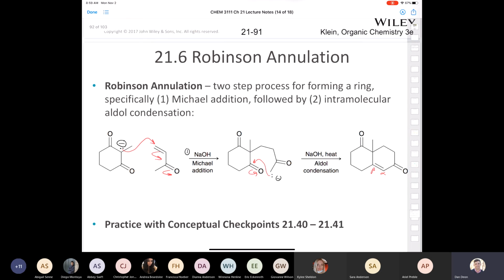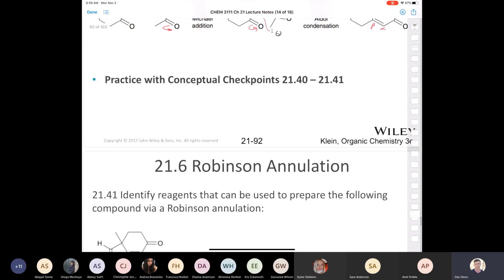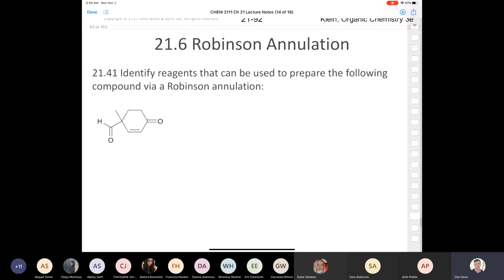Now, the only kind of question that I would ask you about Robinson annulation really is this sort of question here, where it says identify the reagents that you would use to prepare the following. So you think about this, here we have our alpha beta unsaturated carbonyl. So that's where you're going to want to start. You're going to want to start by breaking that bond. And if we break that, let's think about our retrosynthesis. What would we have in that case?